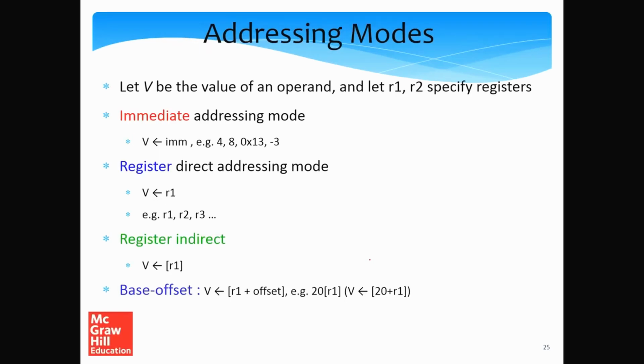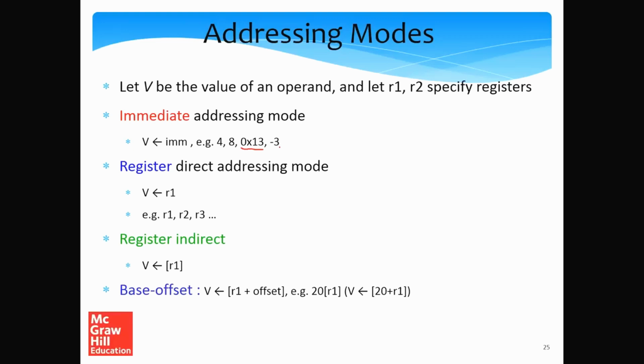So let's take a look at some of the very basic addressing modes. Let V be the value of an operand and let R1 and R2 specify registers. The convention is always that any variable starting with R specifies a register. Let's take a look at the immediate addressing mode. In the immediate addressing mode, the constant itself is the value. For example, 4, 8, or a hexadecimal constant over here, which is 0x13, 19 in decimal, or even a negative number. It can be any kind of constant.